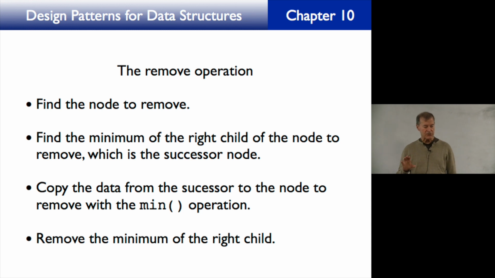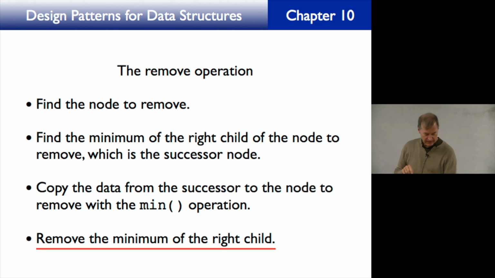All right, so here's the strategy. First, you find the node to remove. Second, you find the minimum of the right child of the node to remove, which is the successor node. Third, you copy the data from the successor node to the node to remove with the min operation, and that min operation is one of the methods that you need to code, and I'll give you some guidelines on how to do that here if you haven't done that yet. And then the last thing you do is you remove the minimum of the right child.